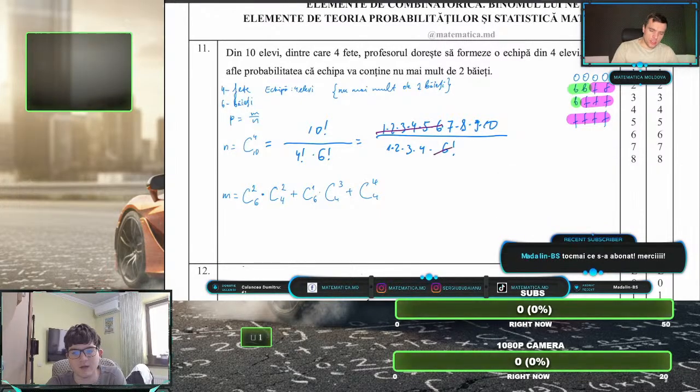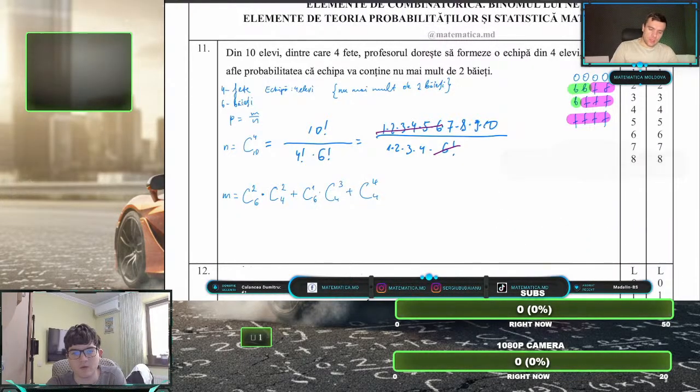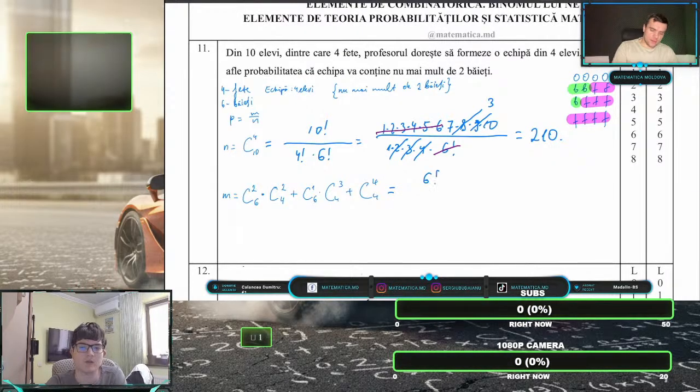So it's gonna cut that, so it's gonna be left with that, and then you can simplify 8 with 4, so you'll have 2 above, and then 3 with the 9. So essentially it's gonna be 210. So that's 210, total cases and stuff.